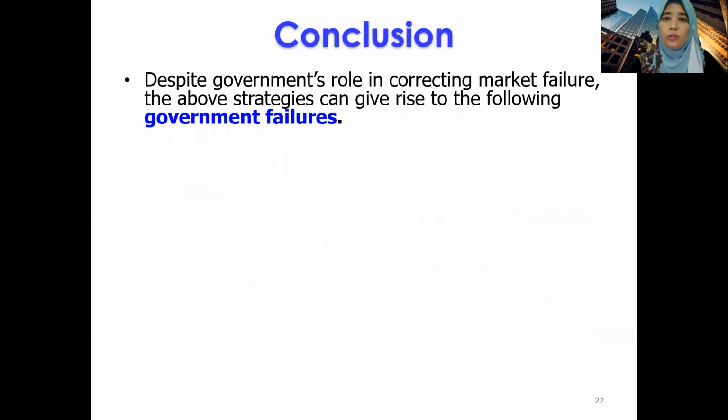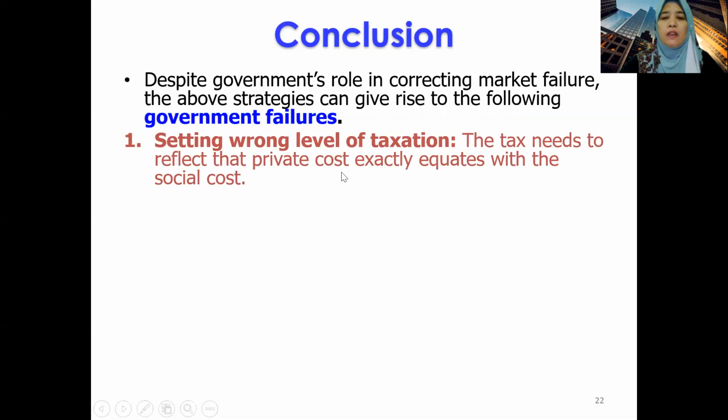Okay. So conclusion, what's that? Despite the government's role in correcting market failure, the above strategies can give rise to the following government failures. Okay, the government's role is in correcting the market failures, but at the end of the day, the government's action may give rise to government failures. The first one is setting the wrong level of taxation. Okay? The tax needs to reflect the private cost exactly equates with the social cost. So that is very tricky to do. What is the level? If the level of taxation is too high, it may affect the economic performance of the country or of the local economy or of the region.